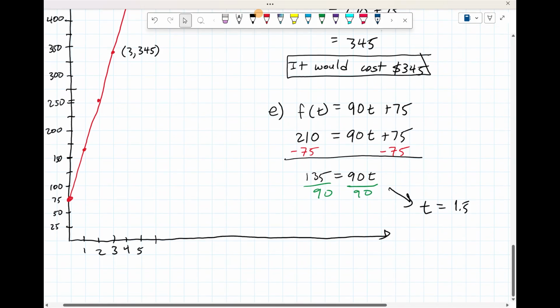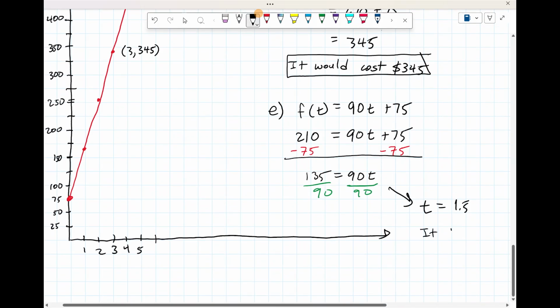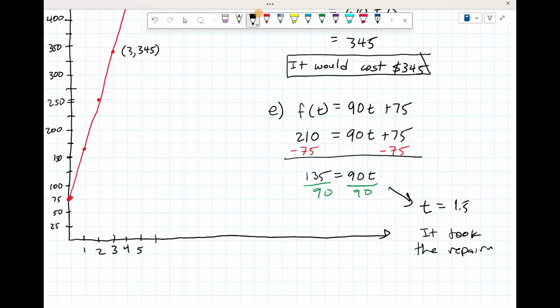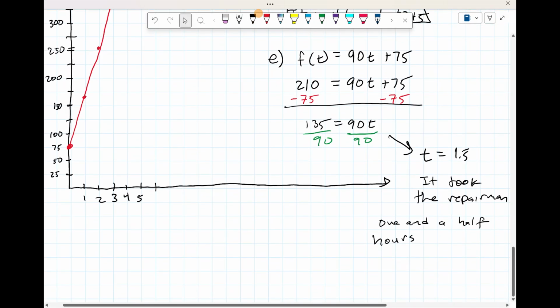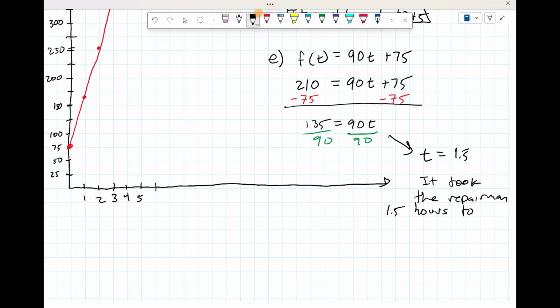So it took the repairman 1.5 hours, we'll just say 1.5 hours, to fix the appliance. Okay?